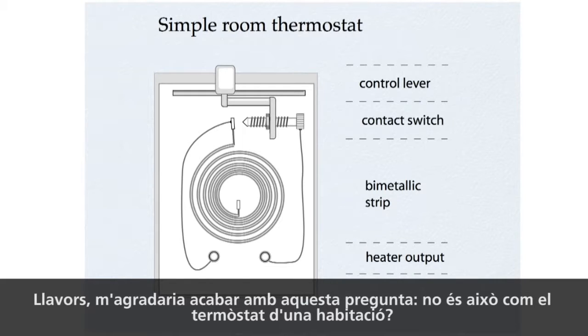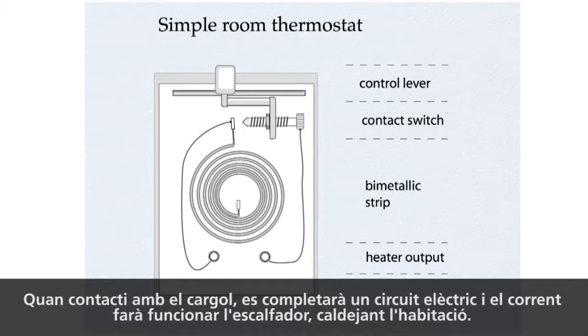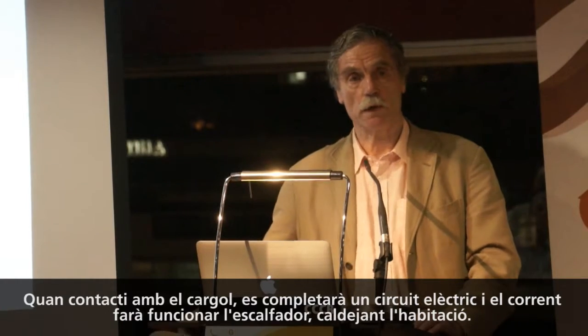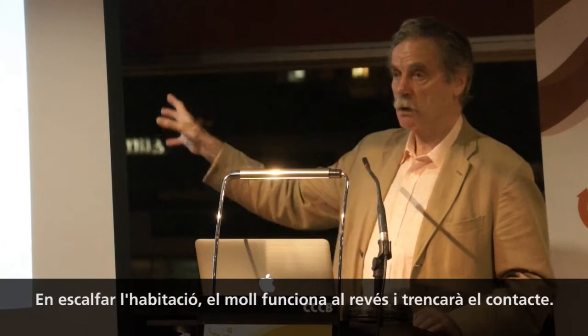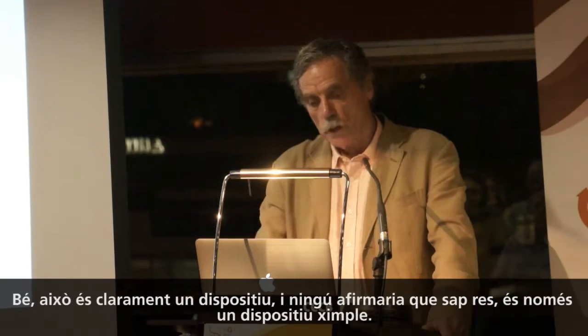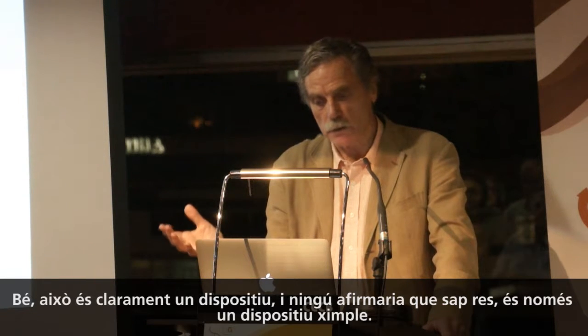So I'd just like to finish with this question. Isn't it just like a thermostat in a room? A thermostat typically has a heat sensing element, that's the coil. As this cools, the twisting will bring the connector here. When it contacts the grub screw, it will complete an electrical current, and the electrical current then operates the heater, and the room heats up. As the room heats up, the coil will go the other way, and it will break the contact. Now, this is clearly a device, and nobody would claim that it knows anything. It's just a dumb device.